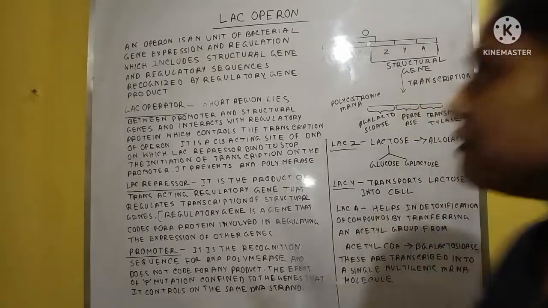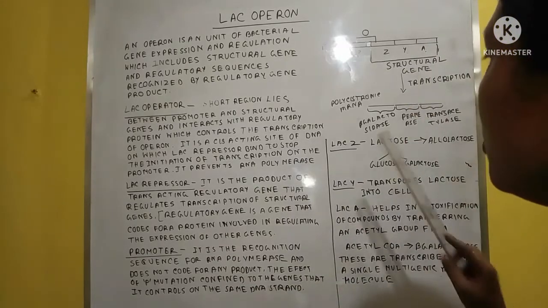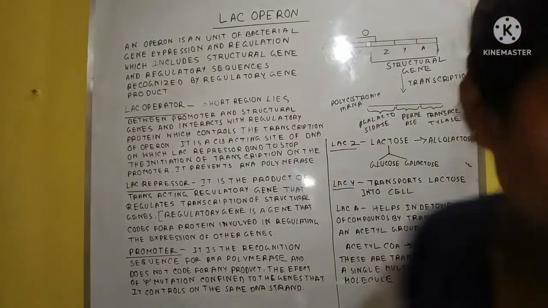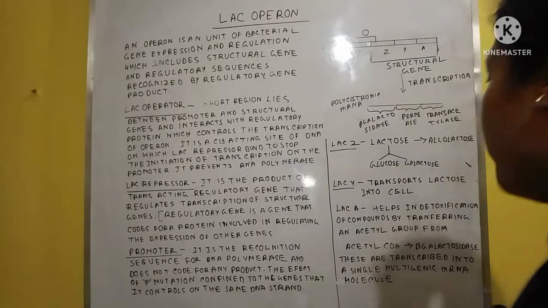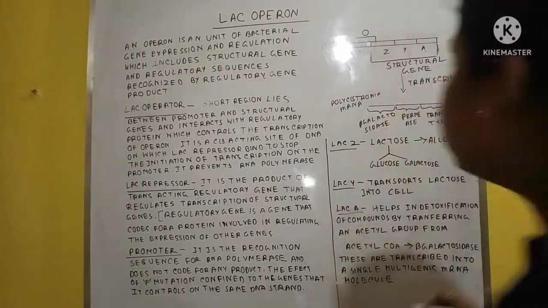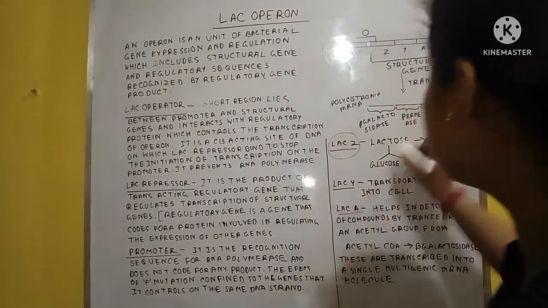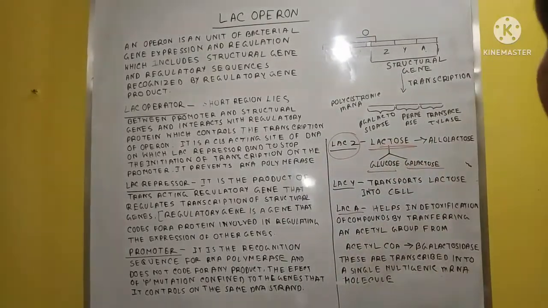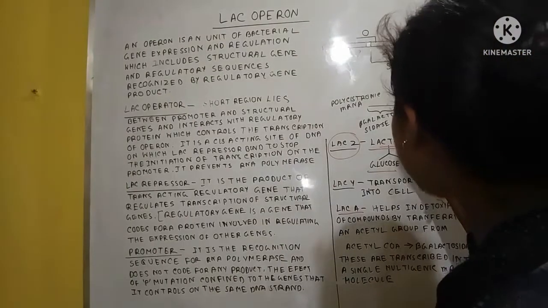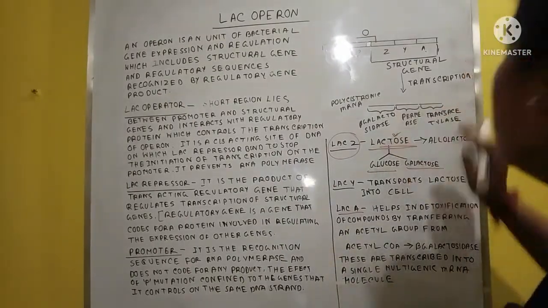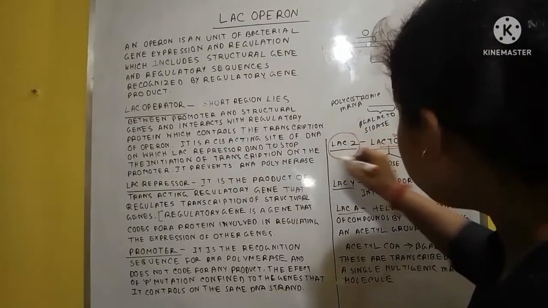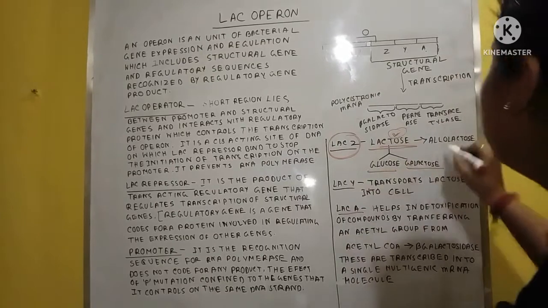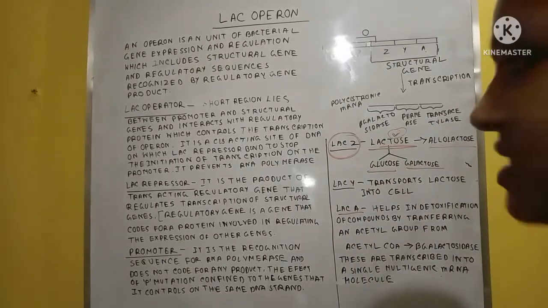Another important factor is the function of Lac Z, Lac Y and Lac A. So what is the function of Lac Z? Lac Z helps to dissociate lactose into glucose and galactose. Lac Z has another function: it also converts lactose into allolactose. This is the function of the Lac Z gene.